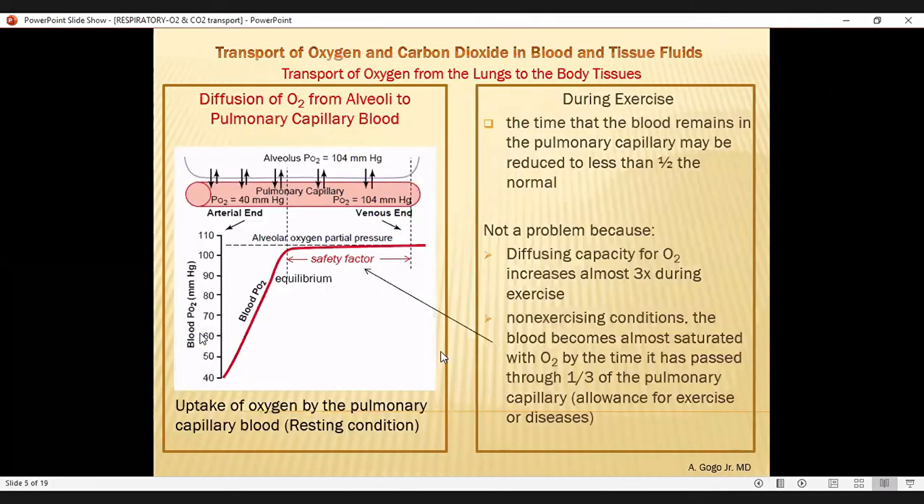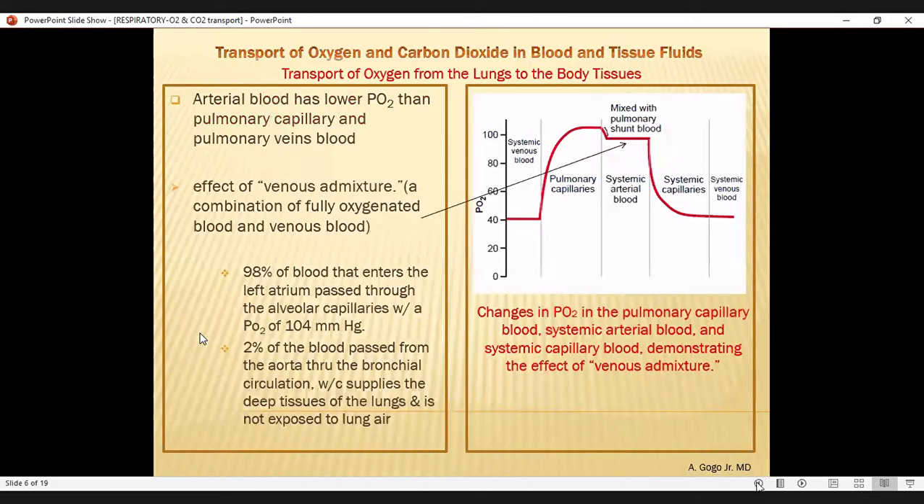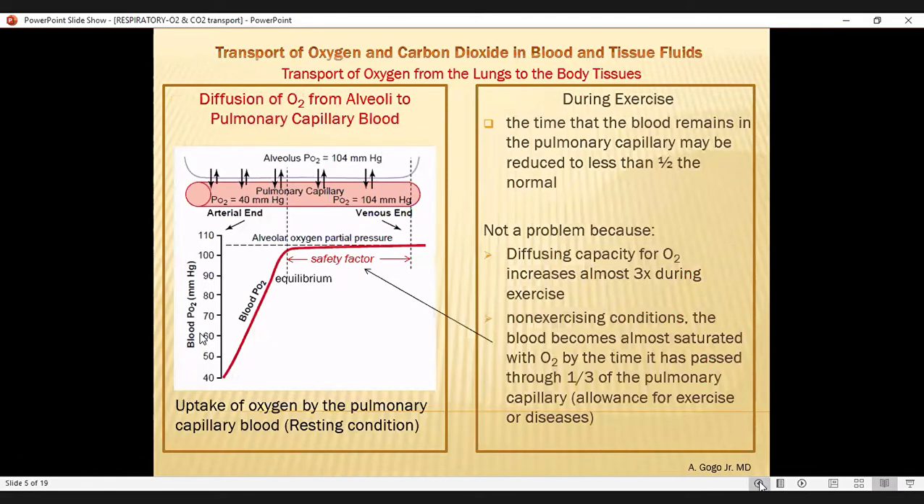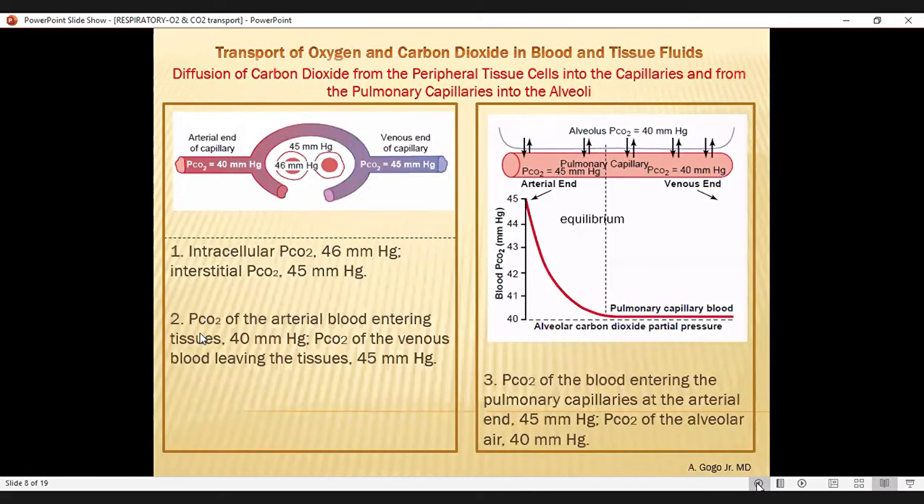The time, you notice these are still slides of Dr. Gogo, the former chairman. He's now in the US. Nag-migrate after Yolanda.